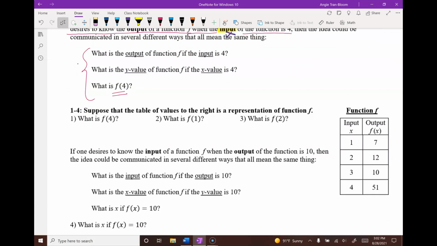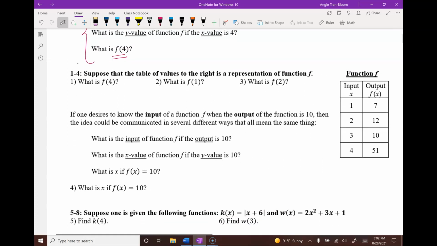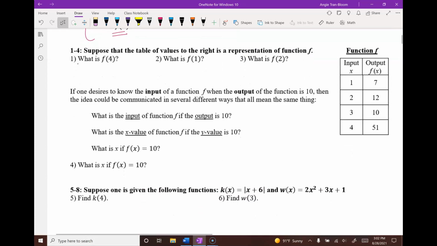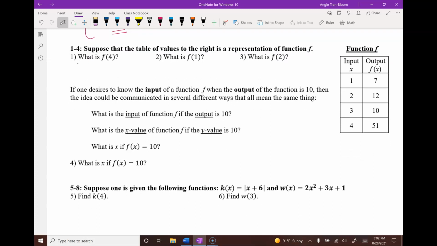Examples 1 to 4. Suppose that the table of values to the right is a representation of function f. What is f of 4? As you guys know, this is your x value. We're looking for the y value when x is 4. Here are all the x's, but we want to look for y when x is 4. So that means it's 51. So f of 4 equals 51.